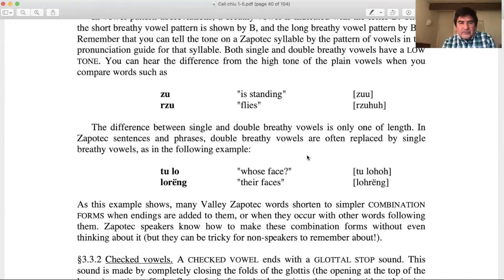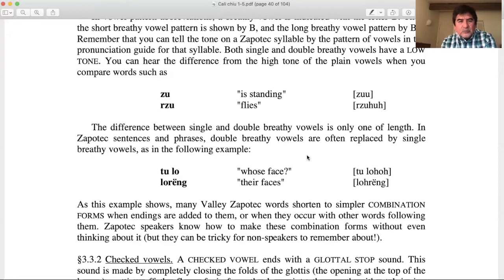So listen carefully to this example, so you can hear the difference in terms of breathiness, how on the first word, the second breathy vowel is lost when we add something else to it. So listen carefully, please. Whose face? Tulo, tulo. Their faces. Loreng, loreng. So just focus on the vowels.